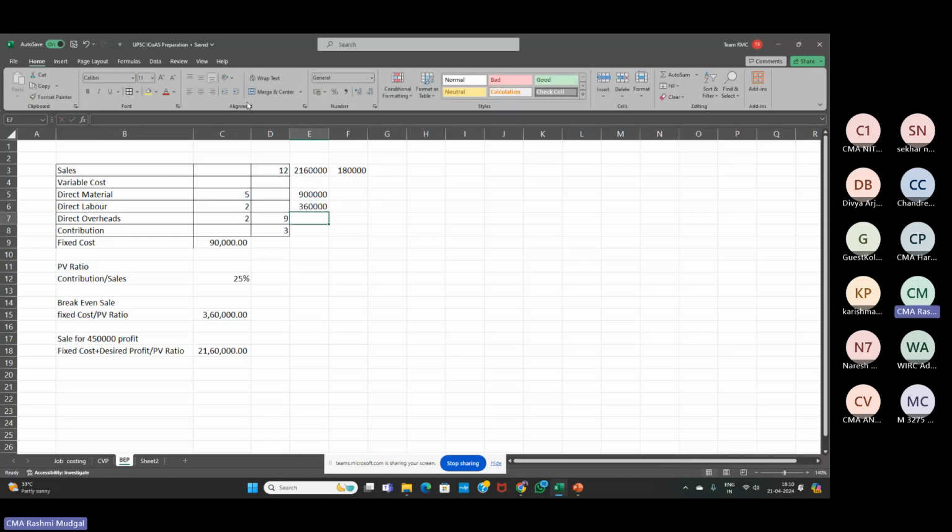So I can see here, and this will be my direct labor. This will be my direct overheads. So my contribution will be this minus variable cost all. So my contribution is 5,40,000 total, and my fixed cost is 90,000, as I said. And my profit becomes 5,40,000 minus 90,000 is 4,50,000. So my desired profit can be achieved with the sale of 21,60,000. Is this clear?